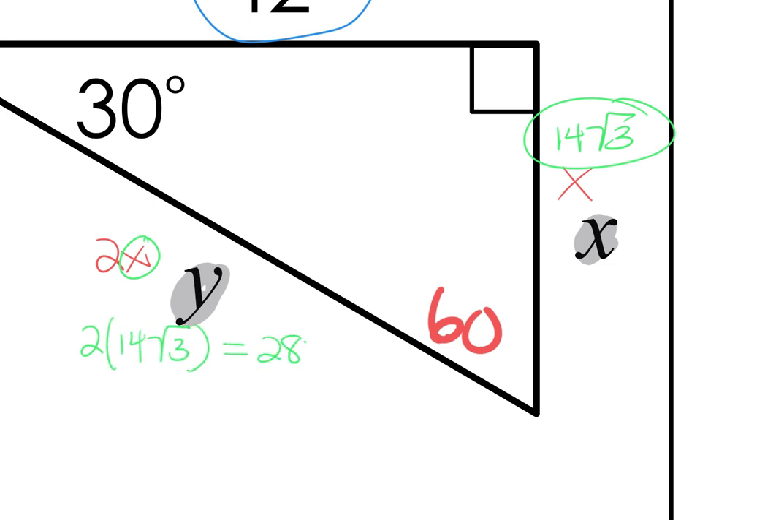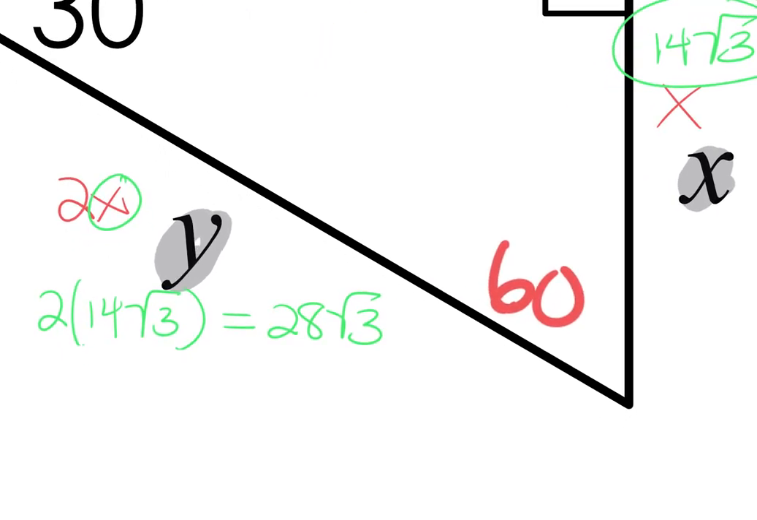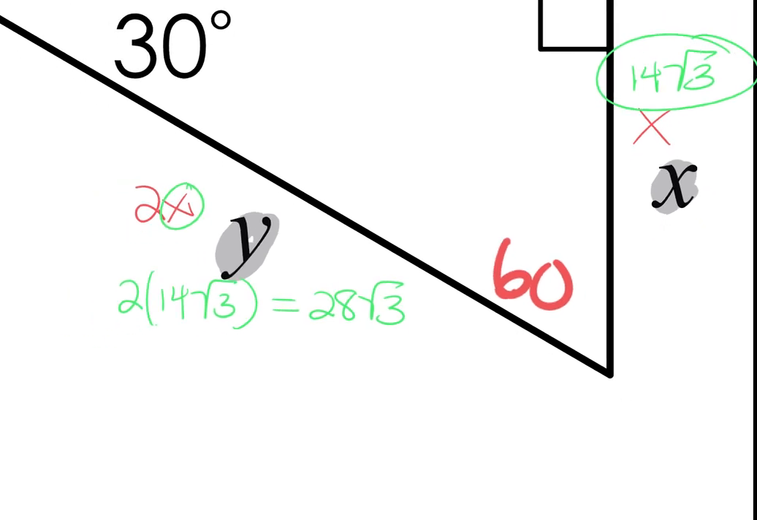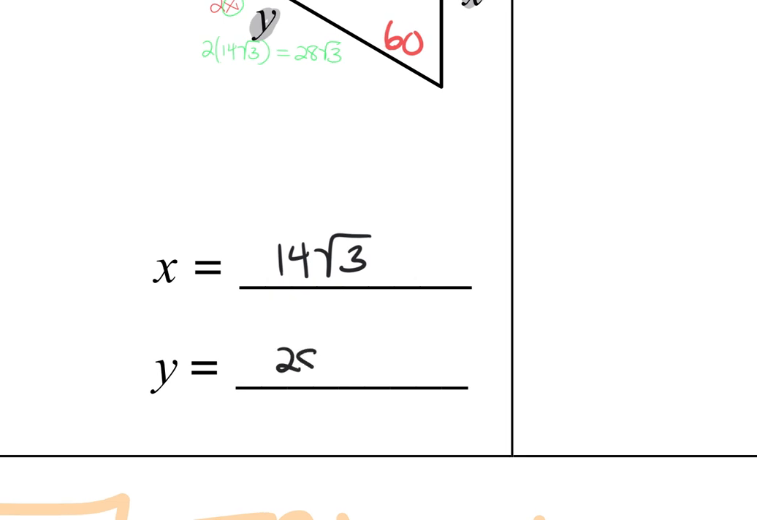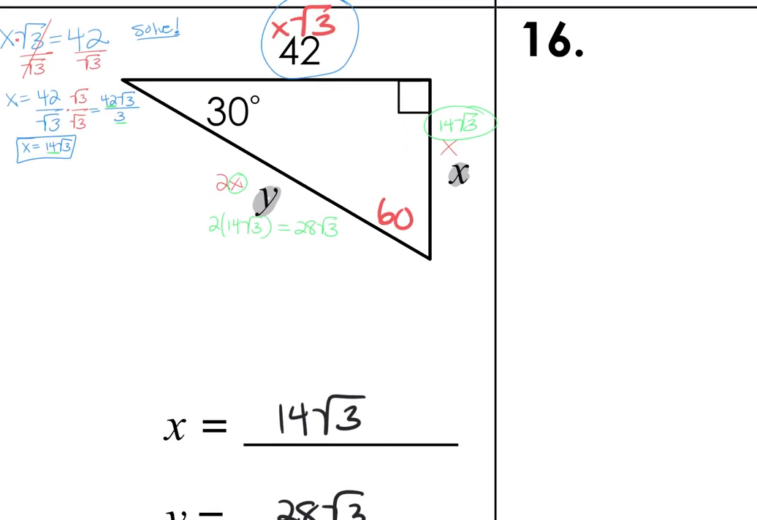Well, 2 times 14 is 28. So it's 28 times the square root of 3 for the hypotenuse. Now you can look back at your x and your y to actually write those answers in. Your x is going to be that 14 times the square root of 3. Your y is 28 times the square root of 3.